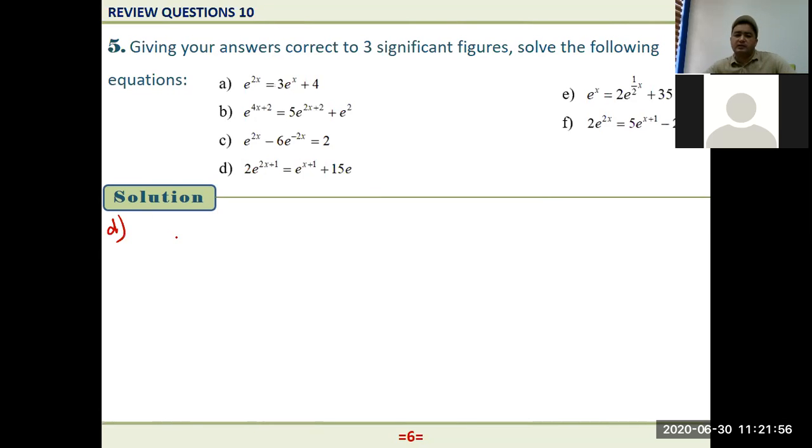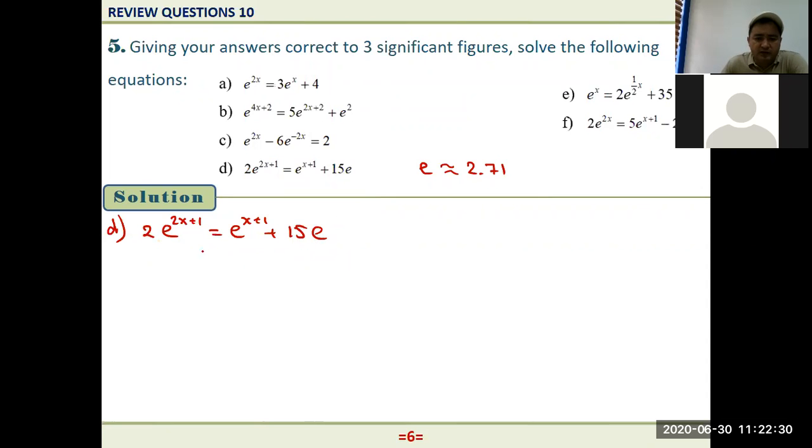It is about exponential equations, right? 2 times e to the power 2x plus 1 equals e to the power x plus 1 plus 15e. We know that e is just a constant number, approximately equal to 2.71. Some students confuse it as a kind of variable. It's not a variable. It's a constant, a special number. That's why we use a special letter for this.